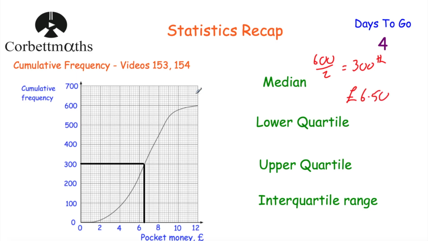So just to recap that, you look at the total frequency, which is 600. If you want to find an estimate for the median, you half that total frequency, which is in this case 300. So you go halfway across and then down, and then you read off what value that is, and that's £6.50. So the median is £6.50.